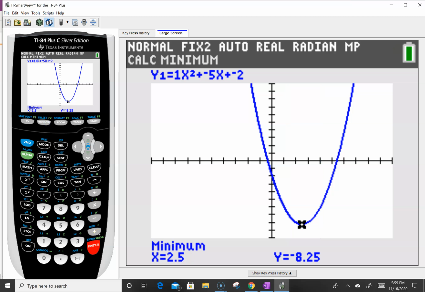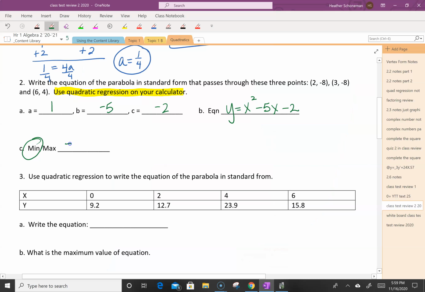Then I'm going to enter a third time, and it's going to tell you that the minimum is 2.5, negative 8.25. If I were to write that, that is the coordinates of the vertex. But if I want the maximum or minimum, I'm only recording the y value, which is negative 8.25.